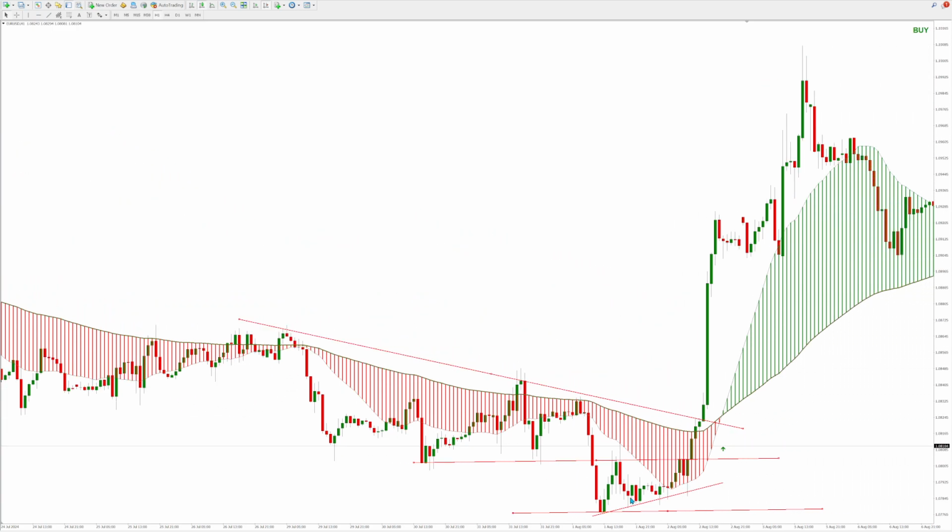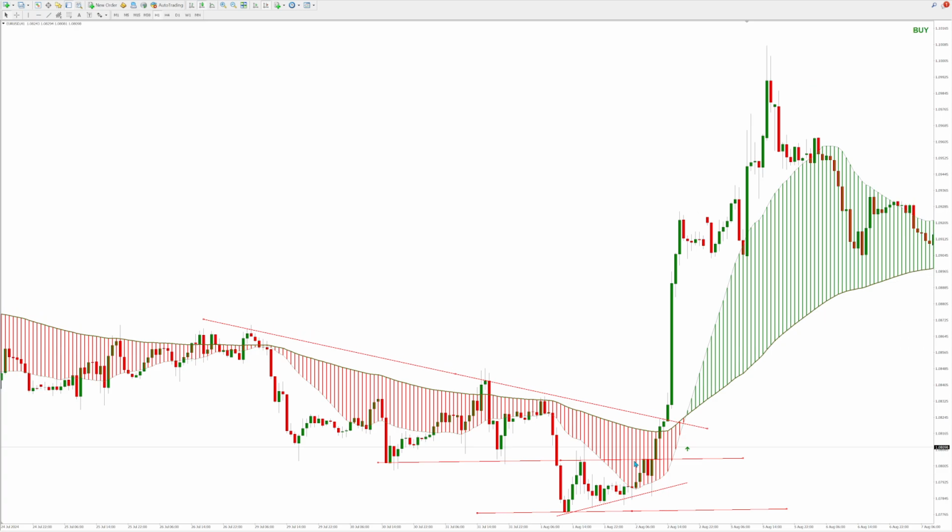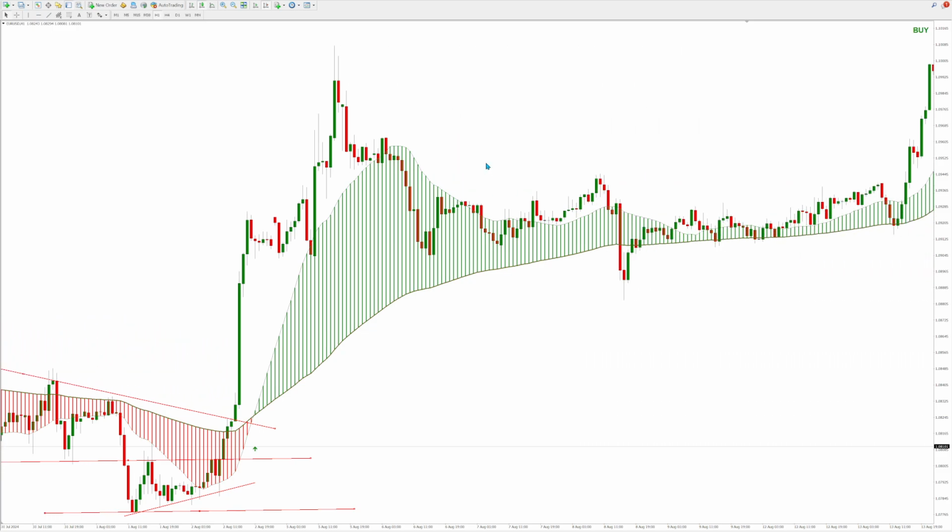The bears who are too late to the downwards move are going to get caught in a bear trap, and the momentum just causes this big move to the upside that we could have taken advantage of, or we could have waited for that to happen and then got in on the pullback. Okay, so again, we have the pullback.